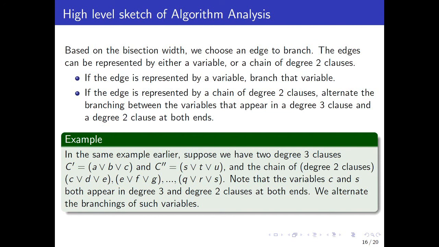So let's take a look at one example. In the same example earlier, suppose I have two degree 3 clauses, C prime and C prime prime, with C prime containing ABC, C prime prime containing STU, and we have the chain of degree 2 clauses CDE all the way up to QRS. Note that the variables C and S both appear in the degree 3 and the degree 2 clause at both ends. So what we're going to do is alternate the branching of such variables whenever this case arises.